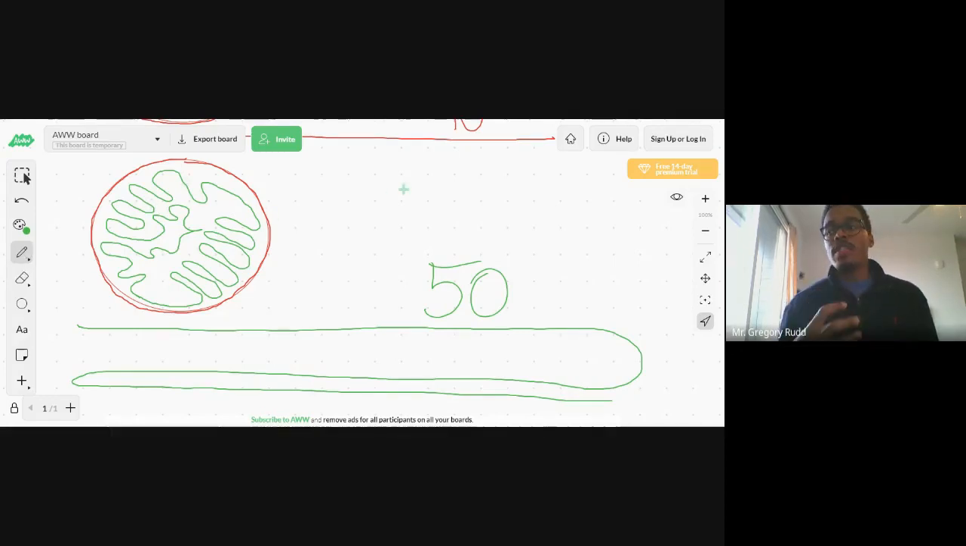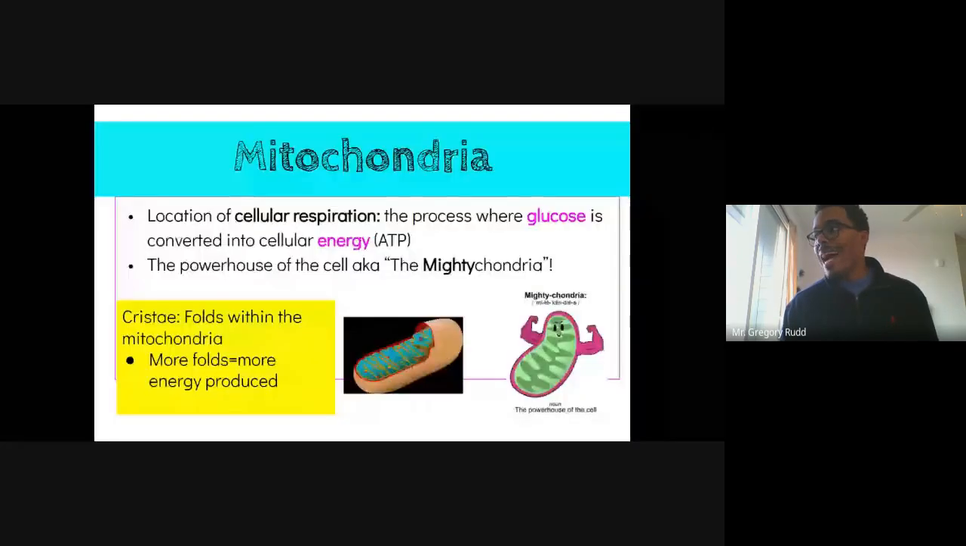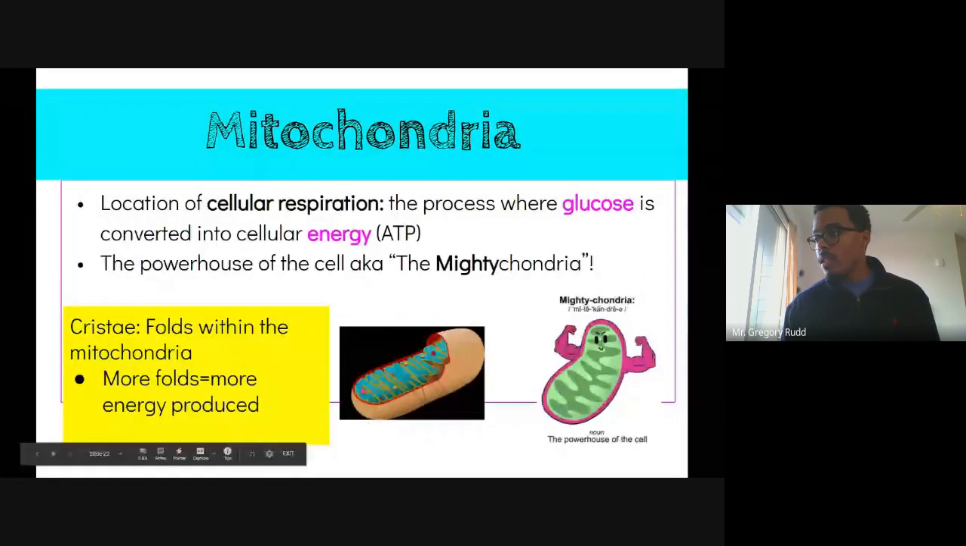And the more surface area you have, the more energy which can be produced. So mitochondria need to incorporate as many folds as possible to produce as much energy as possible. Let me switch back over here. And you can see in this image of a mitochondrion, there are a lot of different folds here.